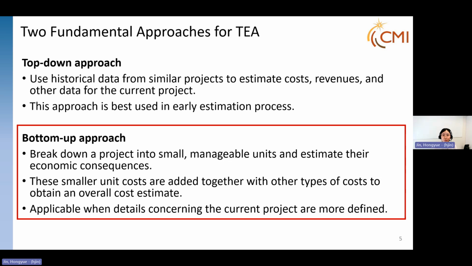Okay, there are two broad types of approaches to conducting TEA. One is the top-down approach, such as using historical data from similar projects to estimate cost, revenue, and other data for the current project. This is especially useful when we are in the very early stage of the estimation process, where the alternatives are still being developed and refined, so we don't have much data.